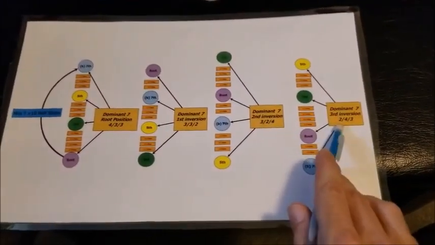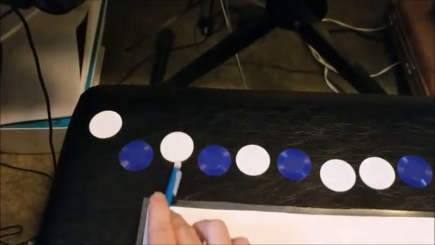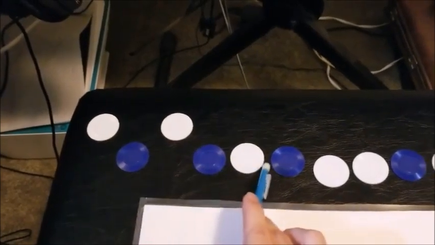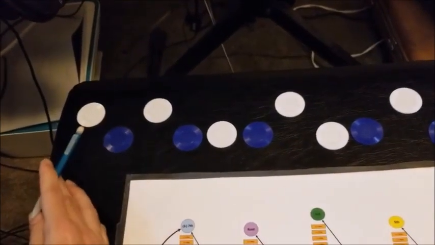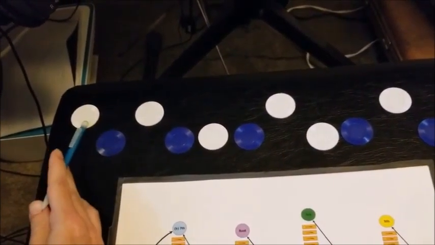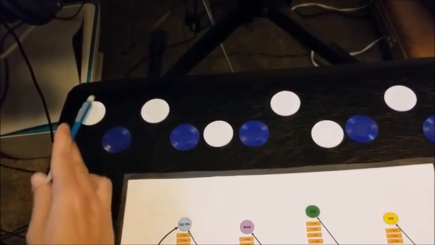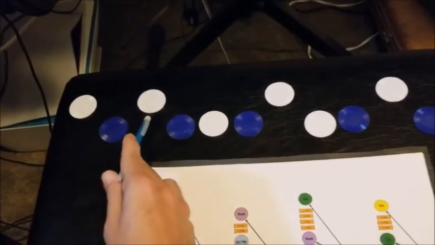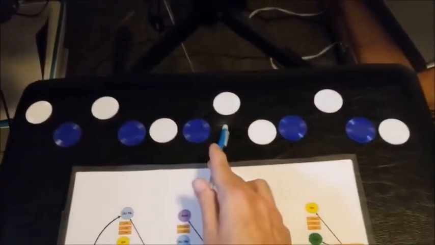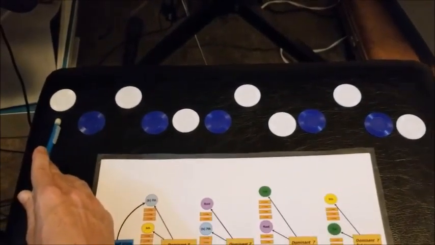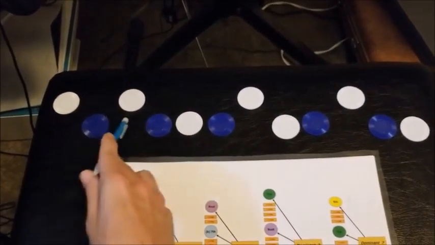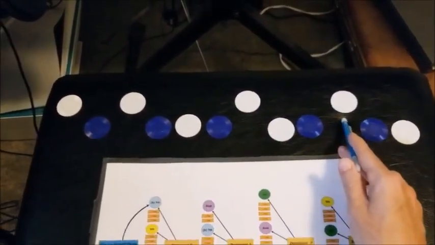Okay, let's do the third inversion, 2, 4, 3 with F on the bottom. 1, 2, 1, 2, 3, 4, and 1, 2, 3. Here our seventh is F. Our root's going to be G, third B, fifth D, seventh F. So we have G7 in third inversion: F, G, B, and D.